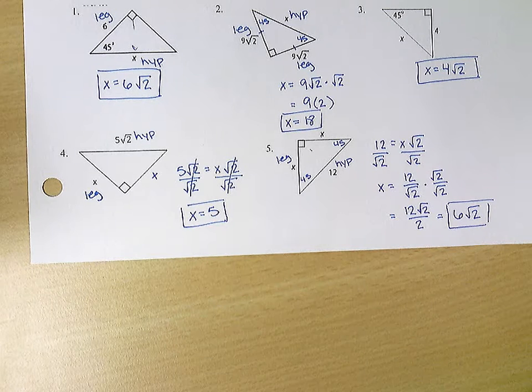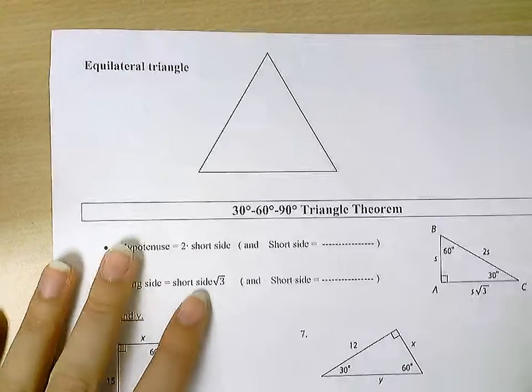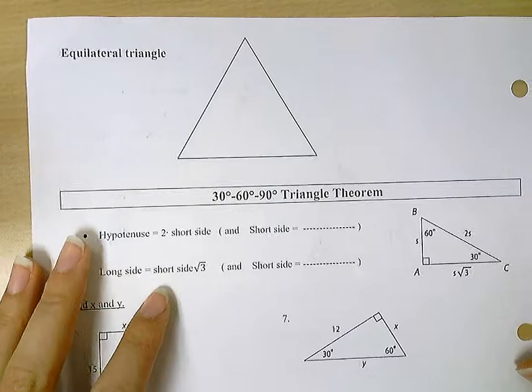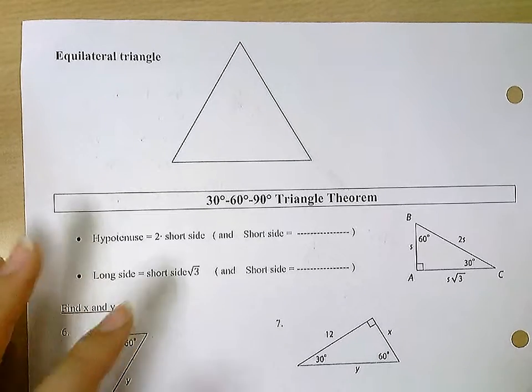Okay, questions on 45, 45, 90. Those ones are a little easier. All right, so then we're going to move on. We have a different one here. So this is our second special right triangle.